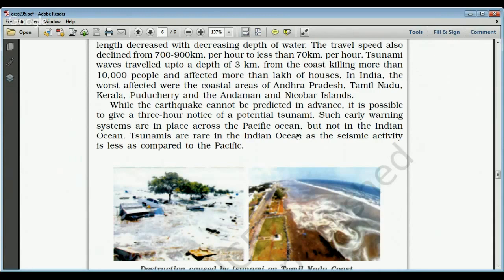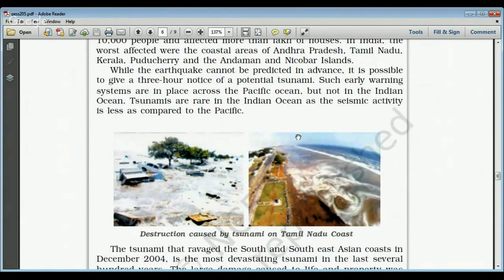But generally, in the Indian Ocean, these types of tsunamis are very rare, and that is why the seismic activity in the Indian Ocean is very less as compared to the Pacific. But still, India has installed many tsunami measuring instruments and various other types of instruments in the Indian Ocean to give a warning to the nearby coastal areas, so that the areas can be evacuated during these types of natural disasters.